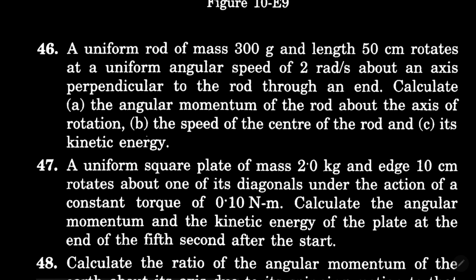In question 46, a uniform rod is given. Calculate the angular momentum of the rod about the axis of rotation, the speed of the center of the rod and its kinetic energy.